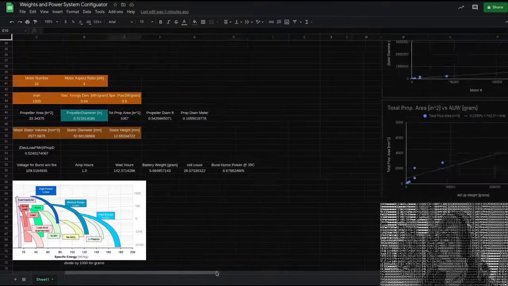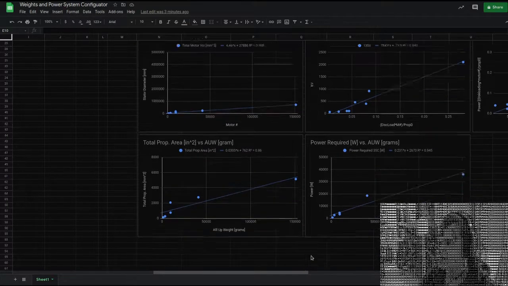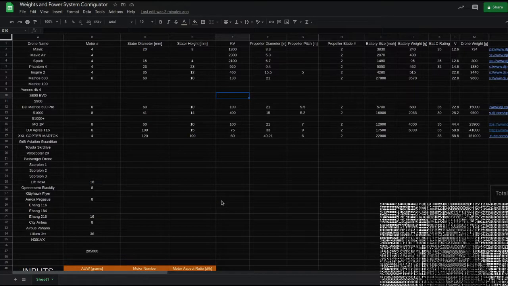Like I said, all the equations are right here if you need them, but I will have this linked in my Patreon.